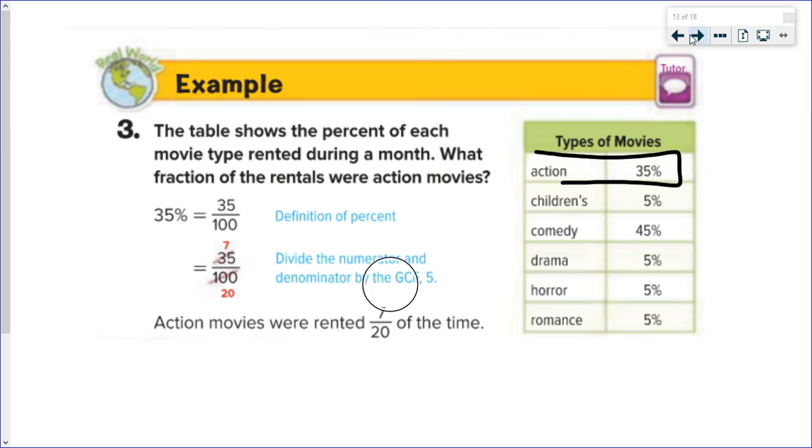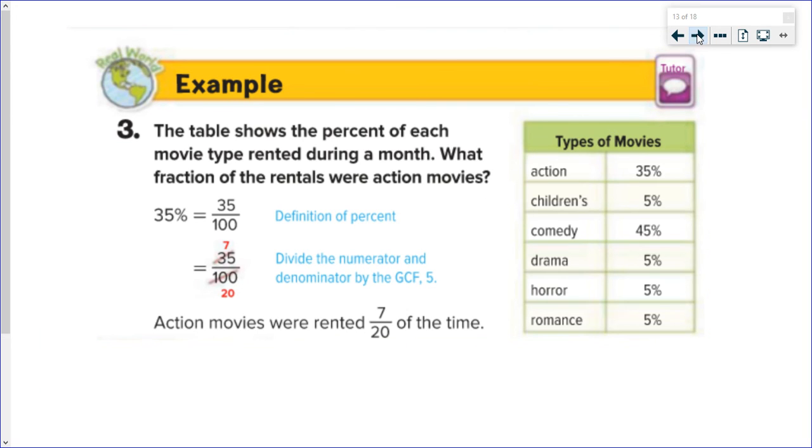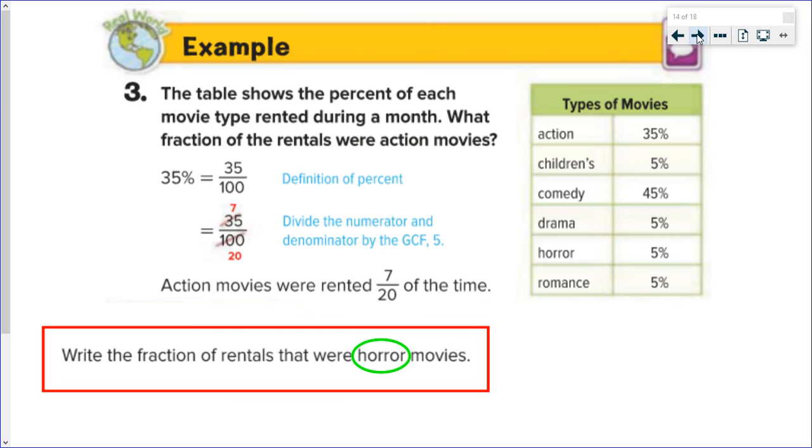So if I was using that same chart, let's try another one on your own. Okay, so if I was using that same chart, write the fraction of rentals that were horror movies. So if I was looking here, horror movies. So find horror movies in the table here. And then what would that be as a fraction in simplest form?